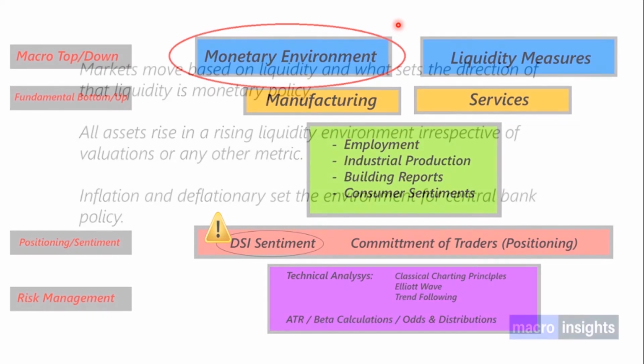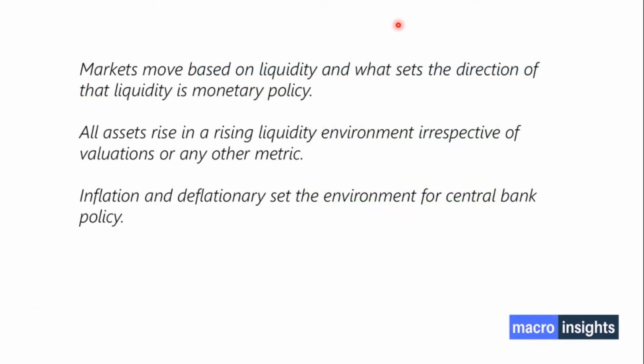Markets move based on liquidity, and what sets the direction of that liquidity is monetary policy. All assets rise in a rising liquidity environment irrespective of valuations or any other metric. Inflation and deflation set the environment for central bank policy. So if you can imagine central bank, they reduce the interest rates, it increases liquidity because we can borrow money cheaper, right? So the cost of money goes down and we're more incentivized to spend.